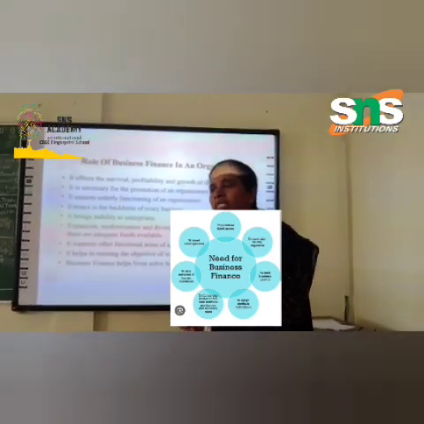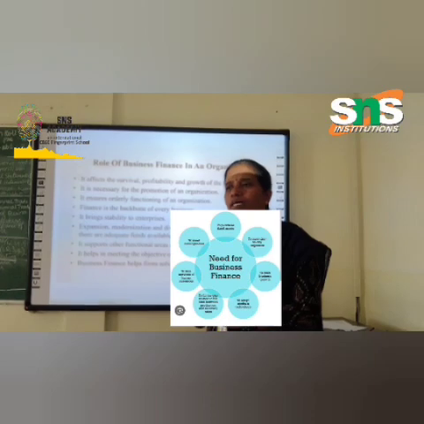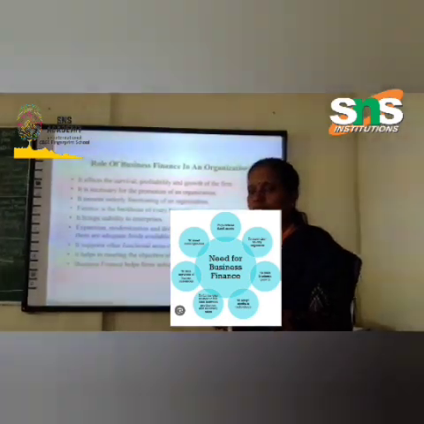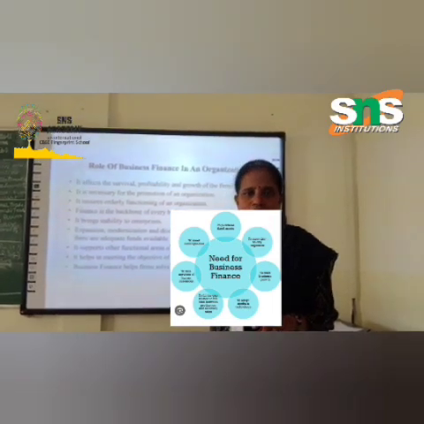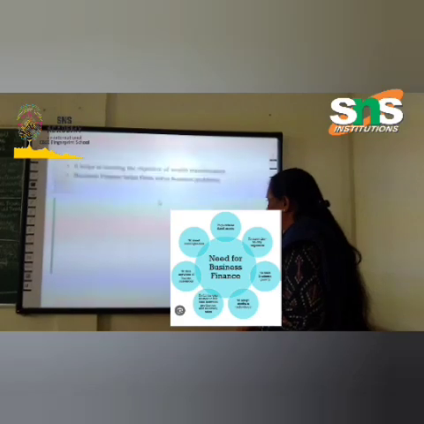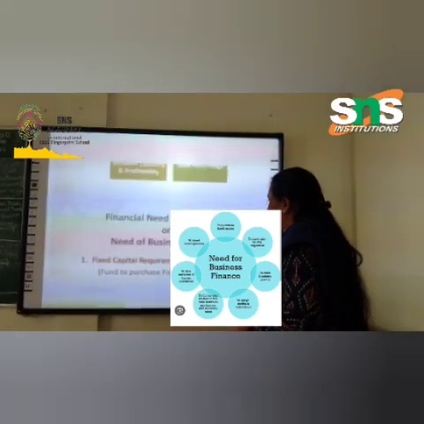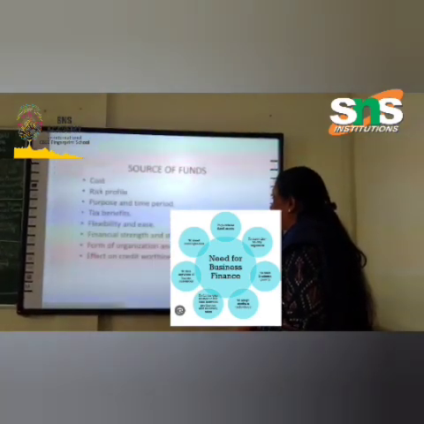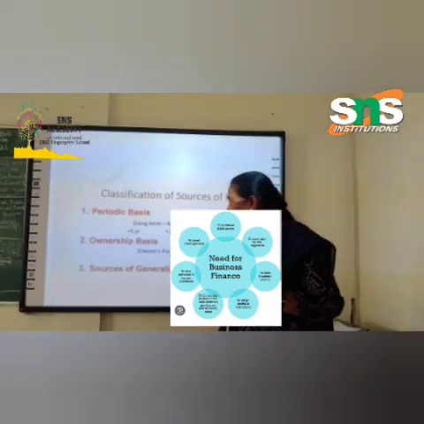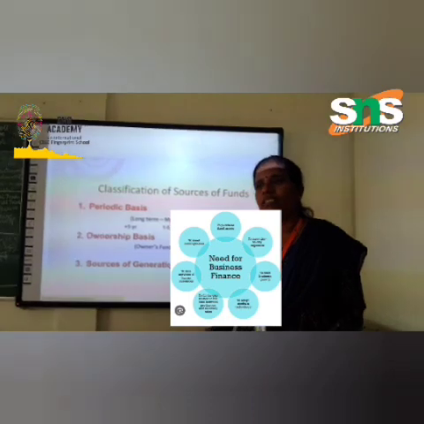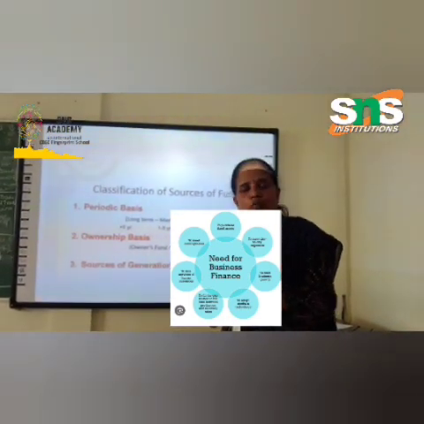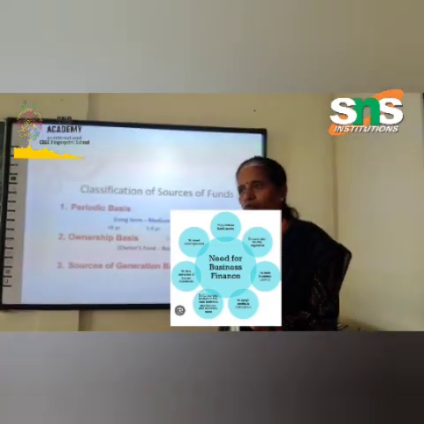Okay. Now let us check what the types of finance are. There are three ways we can take: on the basis of period, on the basis of ownership, and on the basis of source of generation. On these three bases, we can gather or pool money for a business. Got it?